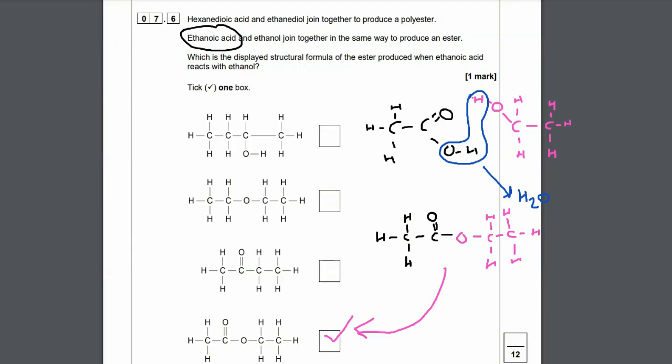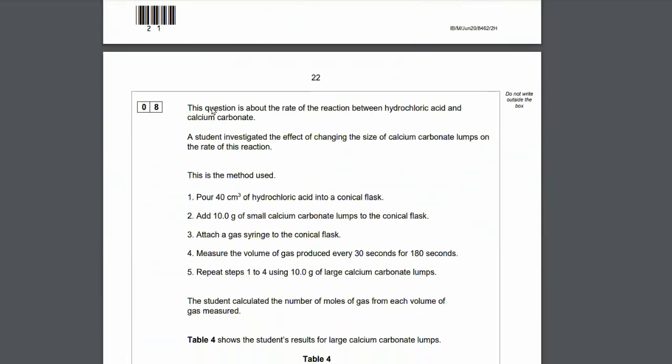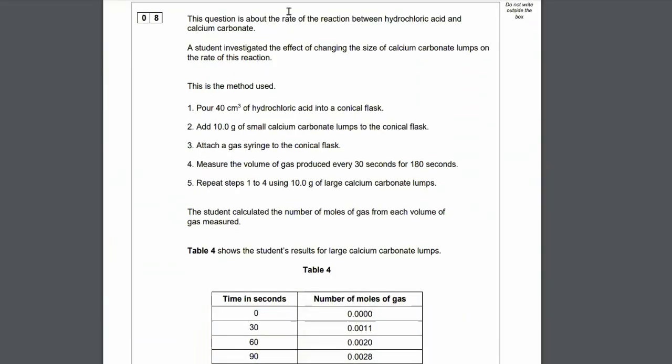Another thing about esters, I said they're used in perfumes and foods. Another reason, other than their lovely smell, is that they're volatile. They evaporate easily, and that's important when you want the smell to travel.